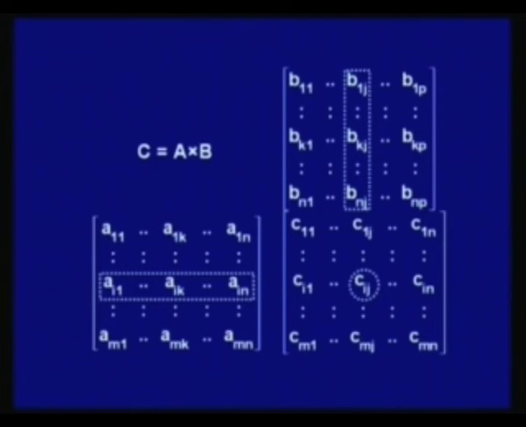This is the ith row and jth column, and they will give rise to the ijth element of the product matrix C. Typically, the Cij element is obtained as the sum of this product.